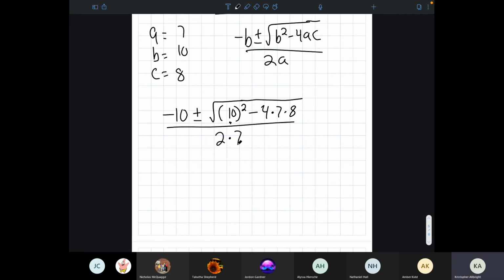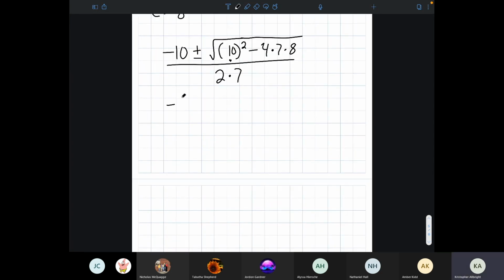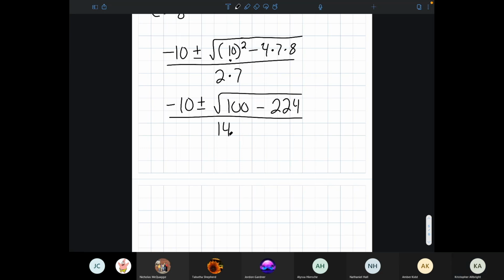So pretty simple to work. We do -10 plus minus the square root of 100 minus 4 times 7 times 8 is going to give us 224 all over 14. So 100 minus 224. So that gives us -124. And this brings us across a pretty interesting situation. We can't have a negative square root.